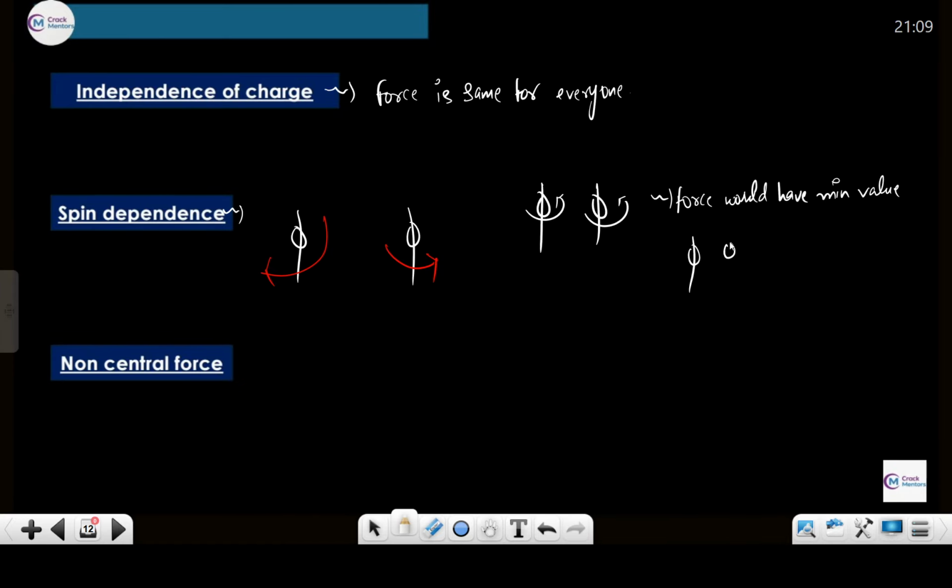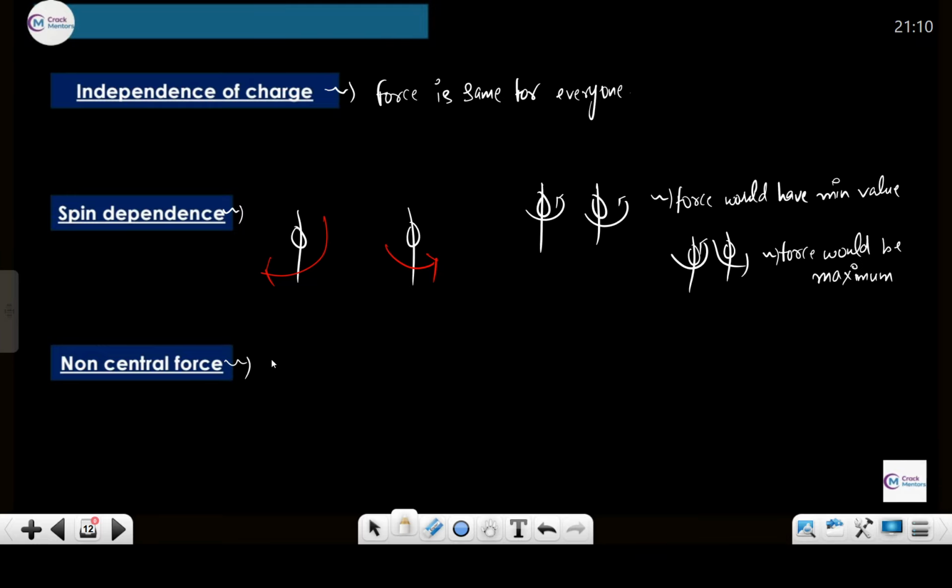If they are spinning in opposite directions, like this one clockwise and this one anti-clockwise, then the force would be maximum. This is all data which is not told by me, of course. This is experimental data.